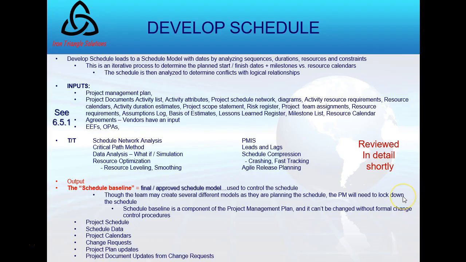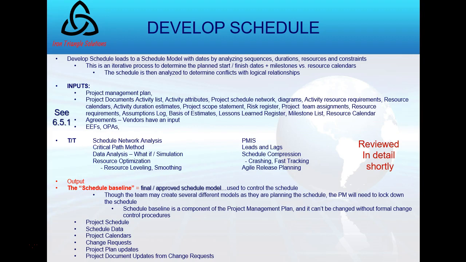Okay, now with the same kind of enthusiasm we have applied in the first few lessons, let's keep going. We're ready to develop a schedule, and this is going to lead to a schedule model. So we went from a schedule network diagram, which had the relationships shown in order, but no times. Now we're going to add times to it and develop a schedule.